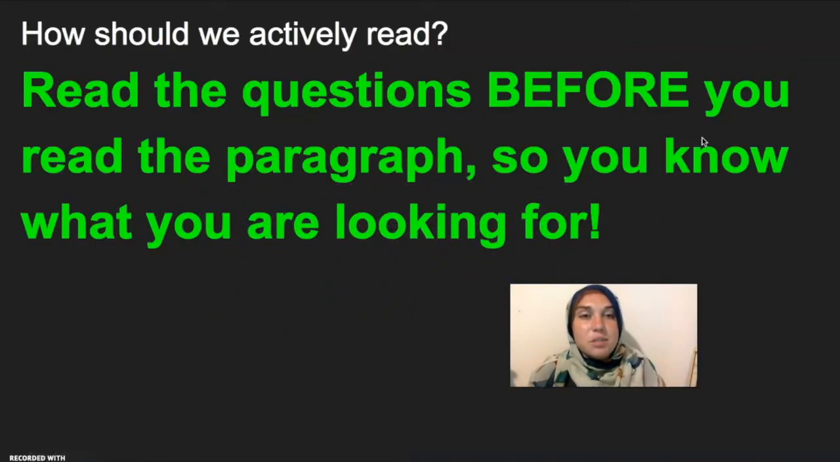Let's talk about some easy ways to practice active reading, okay? The first tip I'm going to give you, which we're going to do together today, is to read the questions before you read the paragraph so you know what you are looking for, okay? If a teacher gives you a paragraph and then a group of questions to answer below, you are better off looking at the questions first, just like we do in class, and then going back and reading the paragraph so you know exactly what you are looking for.